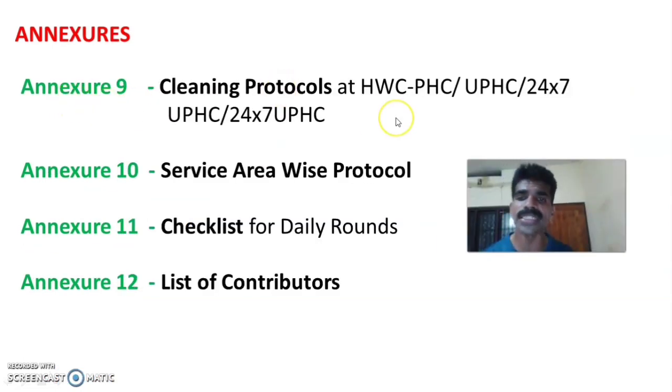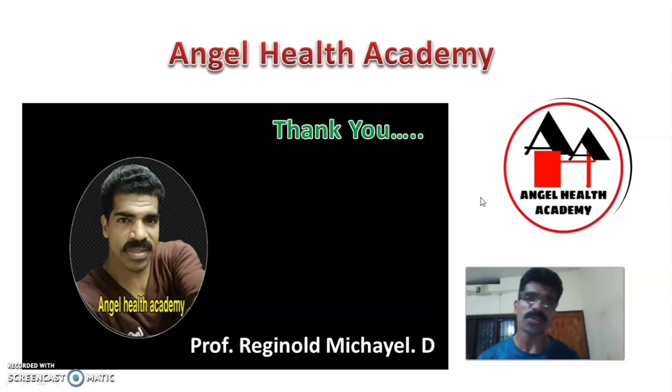Then annexure 9 explains the cleaning protocol at the health and wellness center, PHC, urban PHC, 24/7 urban and rural PHC. Annexure 10 gives the service area wise protocol for the different service areas at PHC. Annexure 11 gives the checklist for daily rounds in the PHC, that is, a checklist for daily rounds for the supervision of the staff. Then annexure 12 gives the list of contributors who contributed in preparing the IPHS 2022 for PHC. So today I have explained in detail and in depth IPHS for PHC 2022.